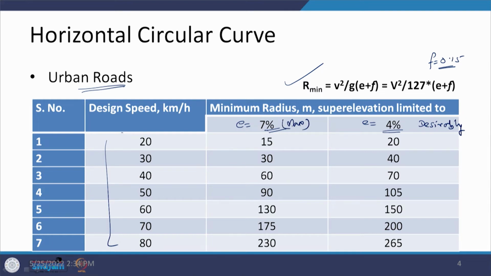Now, if we put these values here, say if we are talking about a case of 50 kilometers per hour, then in this case V is going to be 50. So, you have 2500 divided by 127 into E plus f. If we are talking about 7%, then it is 0.07 plus 0.15. So, it is 0.22, and what we are going to get is a value which is very near to 90, and these values are rounded values. So, we are considering all these rounded values here. They have been rounded to something nearest.